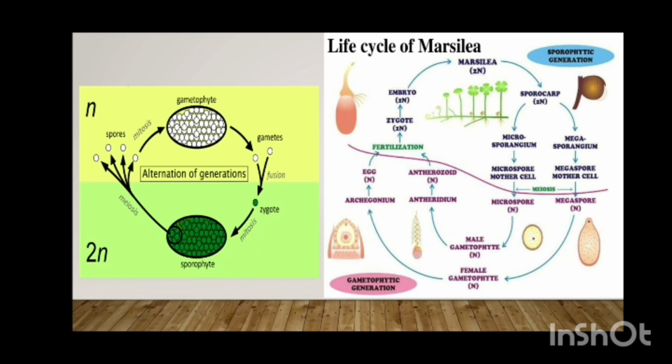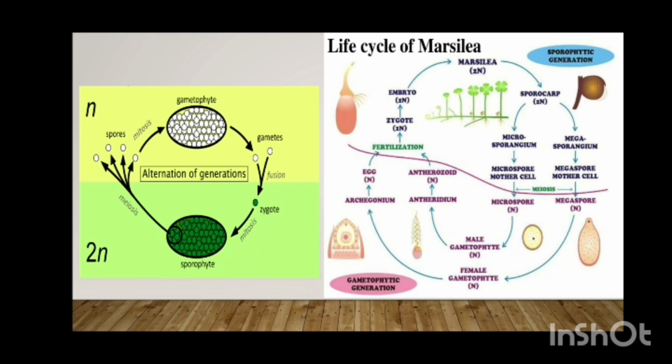The Marsilea plant has a sporocarp. The sporocarp is divided into microsporangia and megasporangia. The micro and megasporangia produce microspore mother cells and megaspore mother cells. Under meiotic division, the microspore mother cell produces the microspore, and the megaspore mother cell produces the megaspore. The microspore becomes a male gametophyte, the megaspore becomes a female gametophyte.